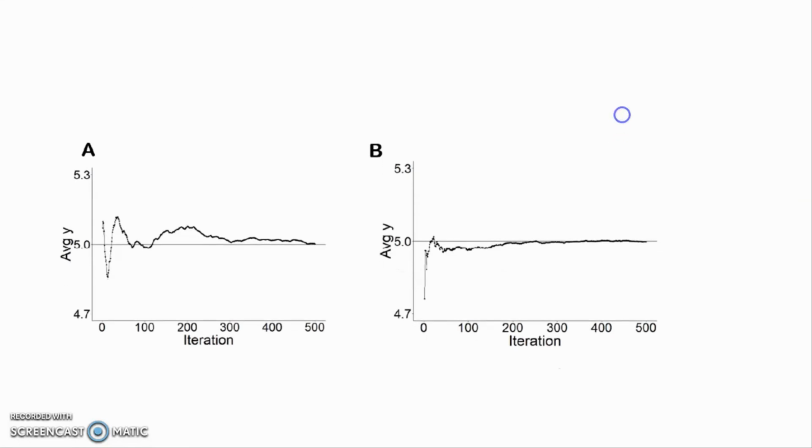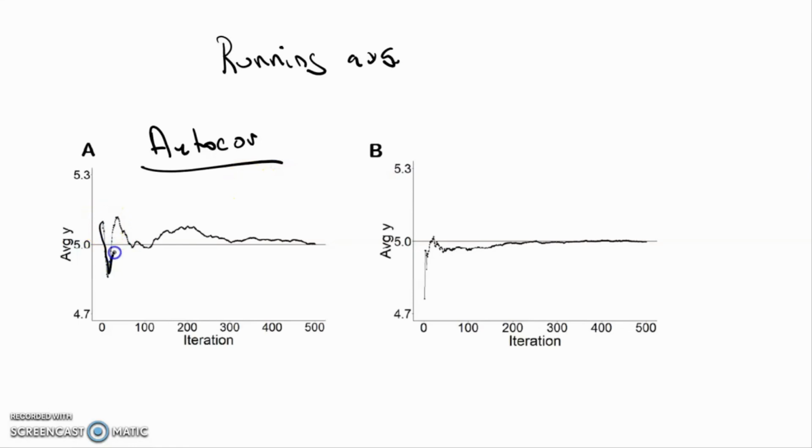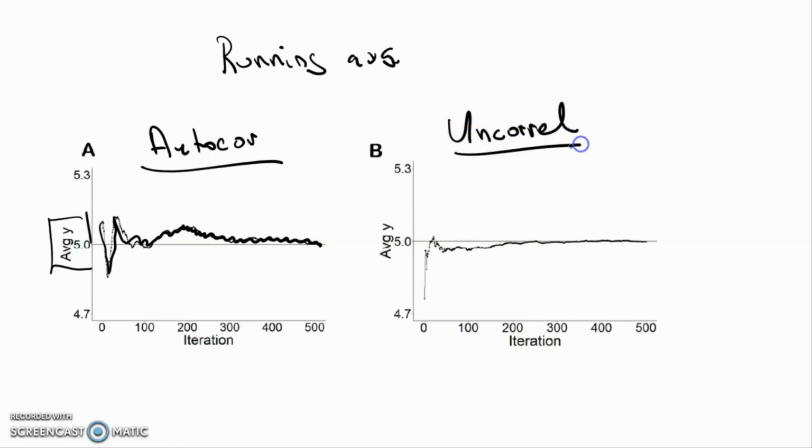And so another reason why this can be a problem is that if we think about taking a running average of values, and here we have an autocorrelated sequence of data, it takes a large number of iterations before we finally settle down on the true average value. Whereas with uncorrelated data, with truly random sampling, if we think about taking a running average, we very quickly settle down to the true average.